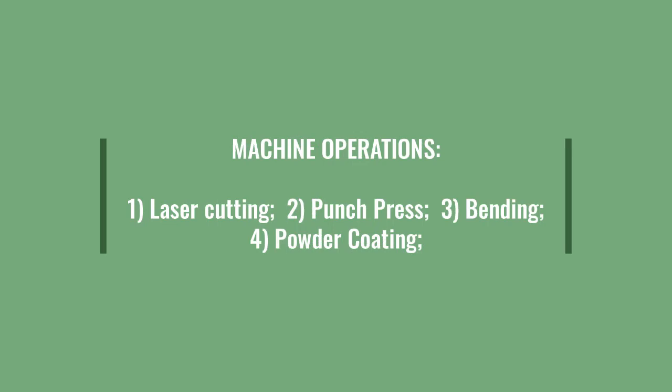The machine operations include laser cutting, punch press, bending, and powder coating. These activities are handled by subcontractors. The subcontracting operations are related to mostly machine-intensive processes. These are standard machines, and there are lots of companies that can provide these services.